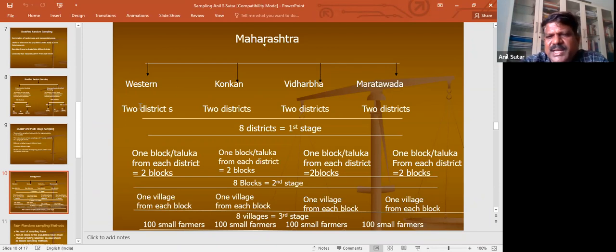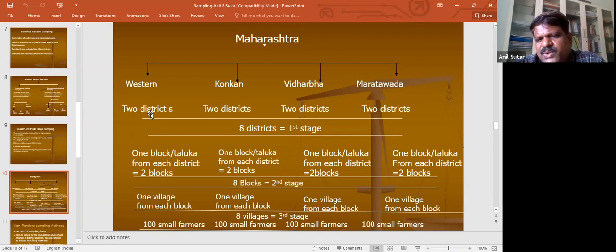Then, again, a very interesting point you should keep in mind: in cluster and multi-stage sampling, even the principle of randomness is applied. So in Western Maharashtra, randomly I will select two districts. There could be around 10-15 districts in Western Maharashtra. I am selecting randomly without any bias. I will randomly select two districts.